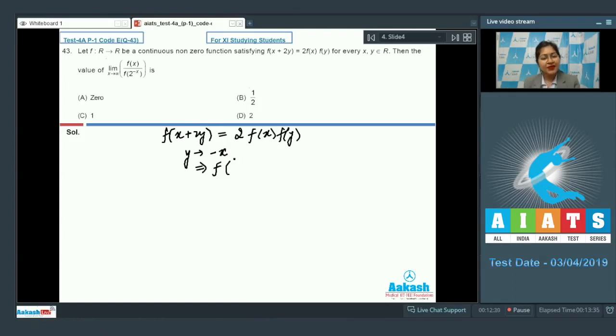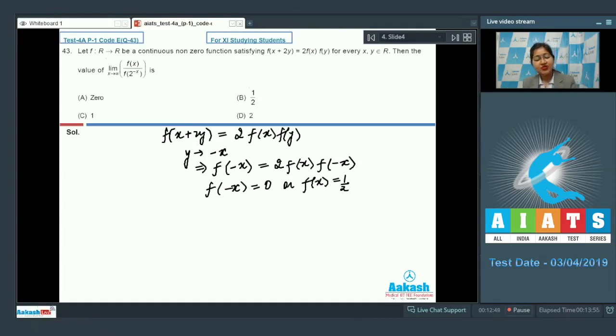f of (x minus 2x), that is f(minus x), is equal to 2 times f(x) into f(minus x). So taking f(minus x) common, from here we get that either f(minus x) is equal to 0 or f(x) is equal to 1 by 2. Now it has been given that the function is non-zero, so this case is rejected. So from here we get that f(x) is equal to half, which means that it is a constant function, right? So the value of the limit as x tends to infinity of half upon f of 2 raised to the power minus x, that is half upon half, will be equal to 1. So the correct answer is option number C.